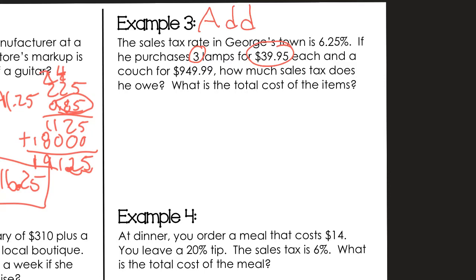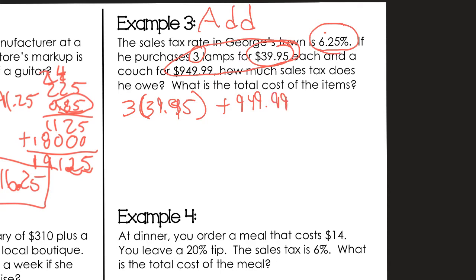So we got to figure out what the sales tax is. So I'm going to circle this 6.25%. So what is 6.25% on all these items? And then the total cost after tax, which means that I'm going to add this 6.25% to the total cost. So first thing we need to do is figure out what the total cost is. So we've got 3 lamps for $39.95. So 3 times $39.95 plus the $949.99. Now I can use a calculator to figure that out.